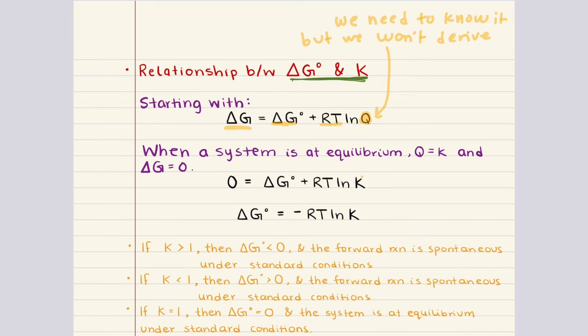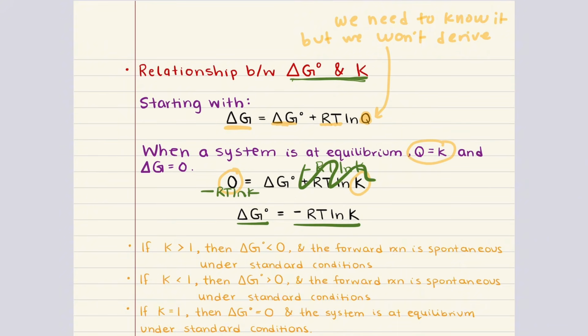Q becomes equal to K, and delta G equals 0 because the system is balanced and no net change is occurring. If we plug those conditions into the equation, we get 0 equals delta G naught plus RT times the natural log of K. Rearranging gives us the key expression that delta G naught equals negative RT times the natural log of K. So, what does this actually mean?